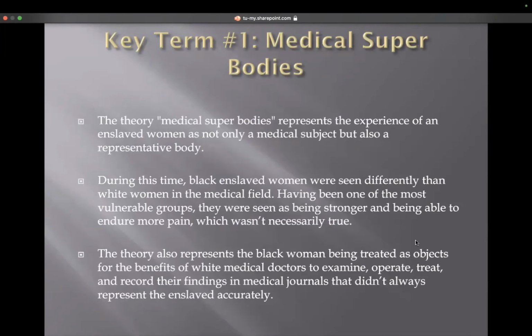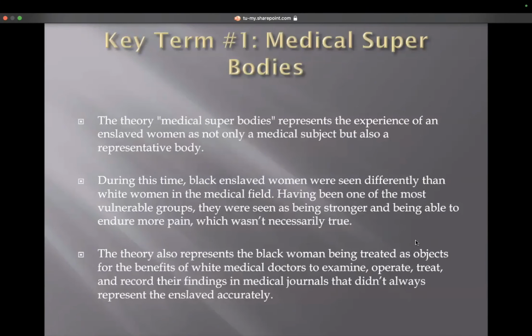Okay, the first key term that we have is medical superbodies, which is the idea of enslaved women being medical superbodies, which is the theory. Well, the theory of medical superbodies represents the experience of an enslaved woman as not only a medical subject, but also a representative body. During this time, Black enslaved women were seen differently than white women in the medical field, having been one of the most vulnerable groups. They were seen as being stronger and being able to endure more pain, which wasn't necessarily true.